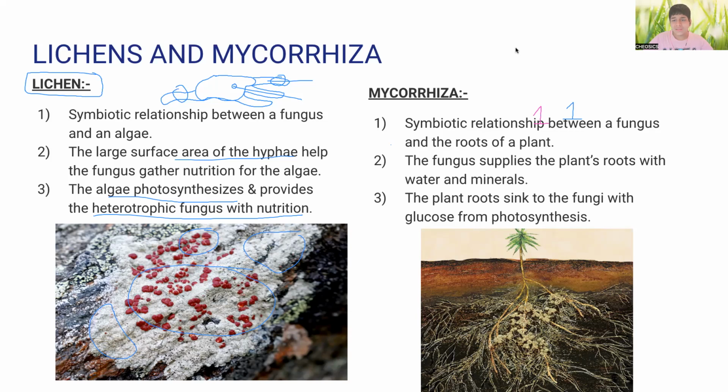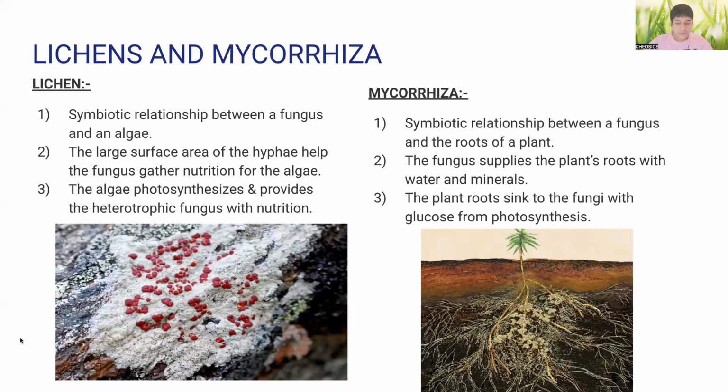Mycorrhiza is, let me clear these annotations. Mycorrhiza is another type of symbiotic relationship, and it's between a fungus and the root of a plant. So this is easier to remember, because it's between something that you see every day. You see mycorrhiza. The roots of a plant and the fungus together work symbiotically. How do they work though?